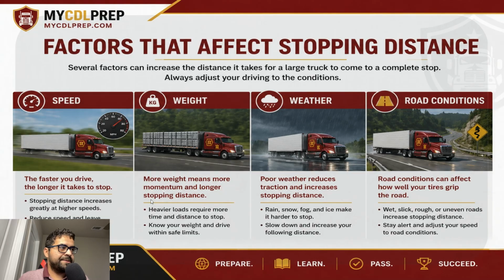Weather. Poor weather reduces traction and increases stopping distance. Rain, snow, fog, and ice make it harder to stop. Slow down and increase your following distance. So whenever there's inclement weather, you should be increasing from 6 to 7 seconds to 10 or 15 seconds, because you don't know what's going to happen in front of you.